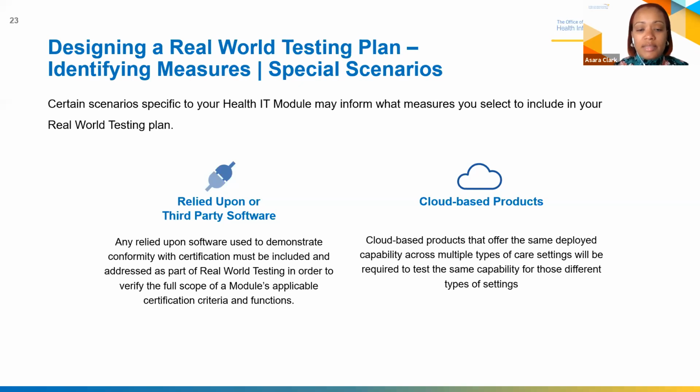We also have cloud-based products, where you might have a cloud-based product that offers the same deployed capability across multiple types of care settings. Those will be required to be tested in each of the care setting types, okay? So even if it's a cloud-based product that services multiple care setting types, you still have to cover those different care setting types in your real-world testing plan, all right?